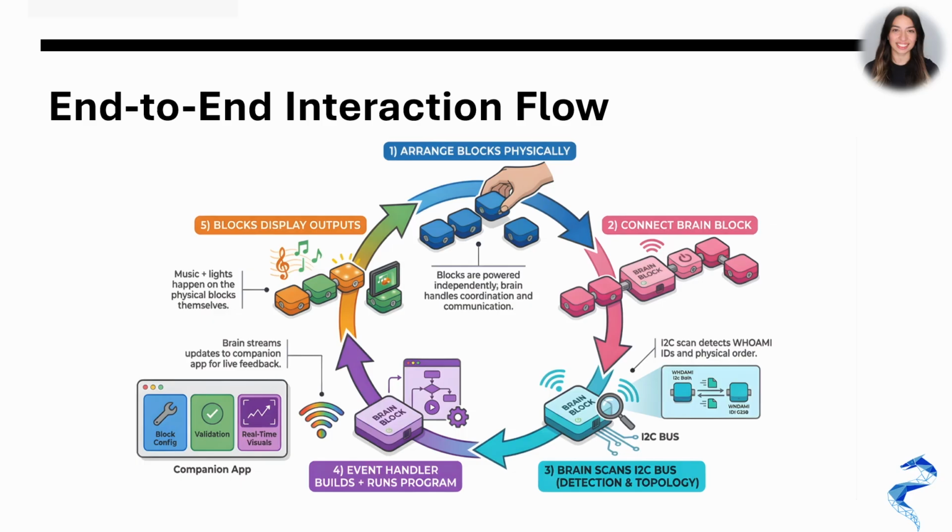After the topology is set, our event handler builds and runs the actual program logic. At runtime, events and telemetry flow continuously between the individual blocks, the brain, and the companion app. This allows the output blocks to respond in real time, triggering lights, sounds, or other physical feedback, while the app, connected over Wi-Fi, simultaneously receives updates for live validation. This creates a complete closed loop from physical arrangement to digital interpretation and back to physical output.